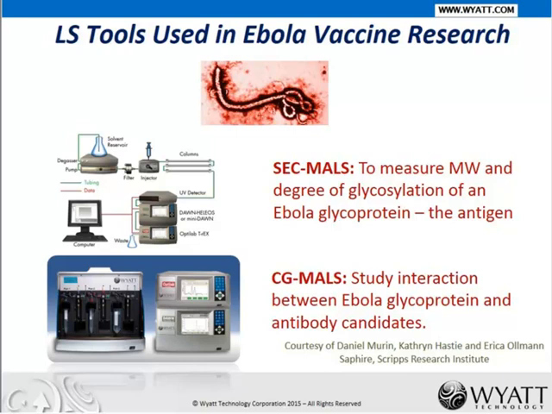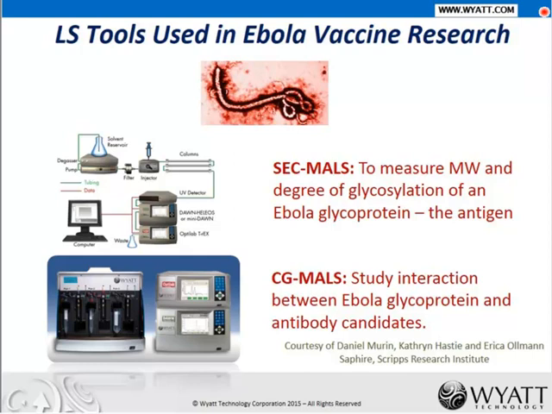The research group from Scripps Research Institute used the SEC-MALS to characterize a glycoprotein from the surface of the Ebola virus. The glycoprotein is the antigen, and they used SEC-MALS to measure the molecular weight and also the degree of glycosylation of this glycoprotein. Then they used the composition gradient multi-angle light scattering to study the binding between this glycoprotein antigen with different antibody candidates.